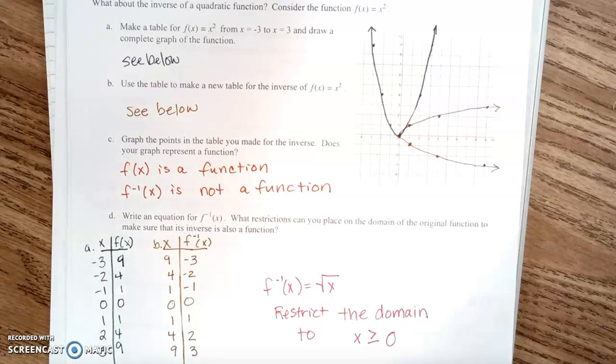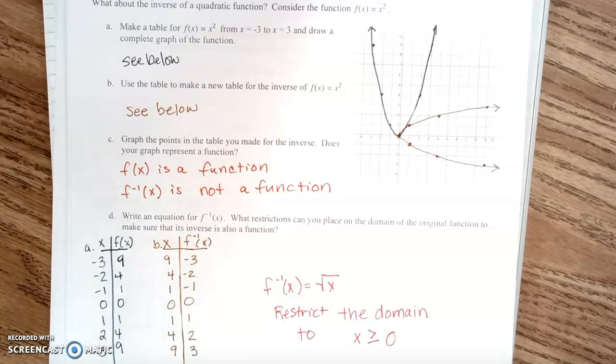So question D says, write an equation for f inverse of x. What restrictions can you place on the domain of the original function to make sure that its inverse is also a function? Okay? So this might be the first time you've heard this, but if your original function is x squared, you need the inverse operation of squaring. So the inverse operation of squaring is square rooting. It's to take the square root. So the inverse operation is to take the square root of x.